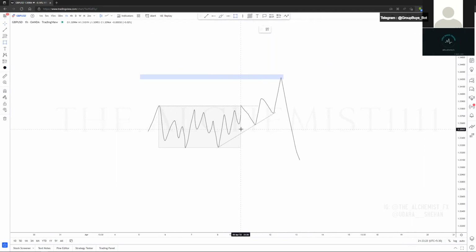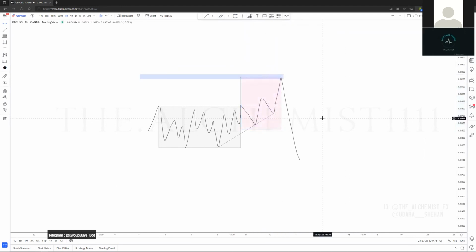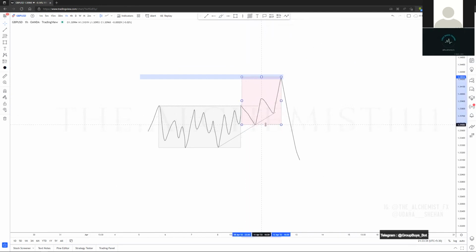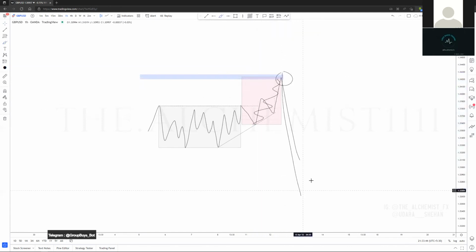According to ICT, this is what he calls the Judas swing. The Judas swing has a deep meaning behind it. It's like taking the sheep into a slaughterhouse. Everyone starts to chase the move, but when the time is up, everyone's dead. That is what happens.